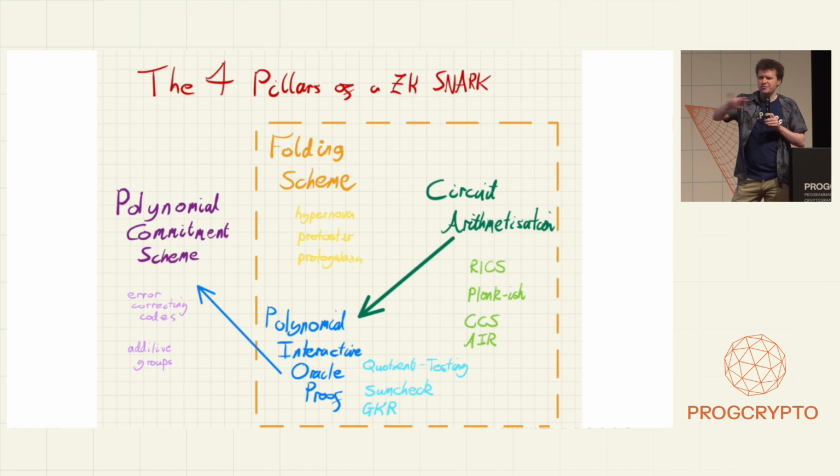Once you have your algebra, that doesn't really help you that much because, okay, well, now you have some big complicated algebraic statement over high degree, million degree polynomials. What do you do with that? Well, you need to prove it.